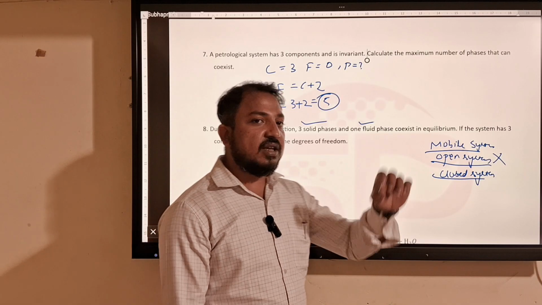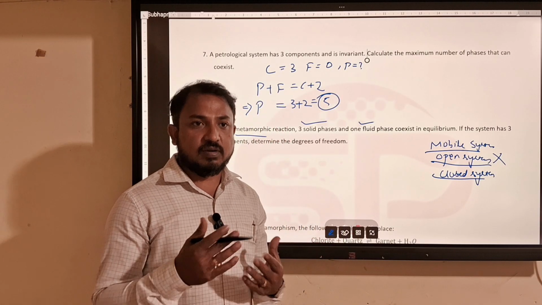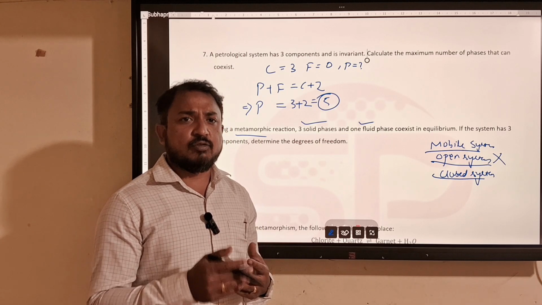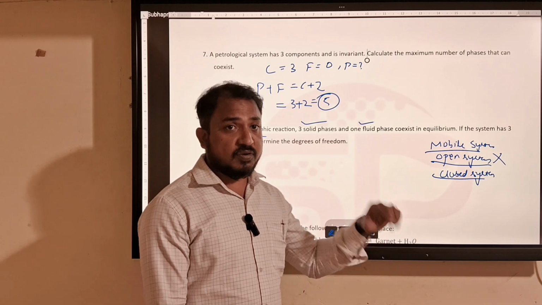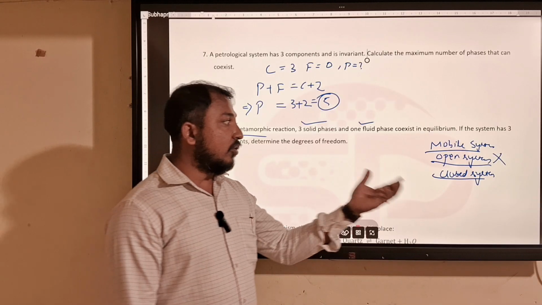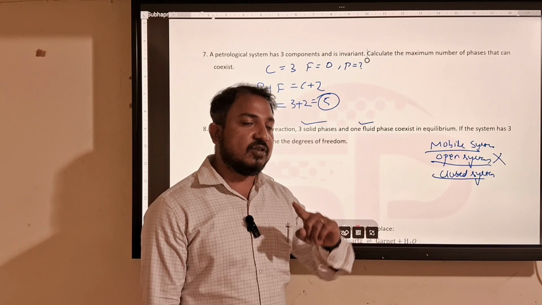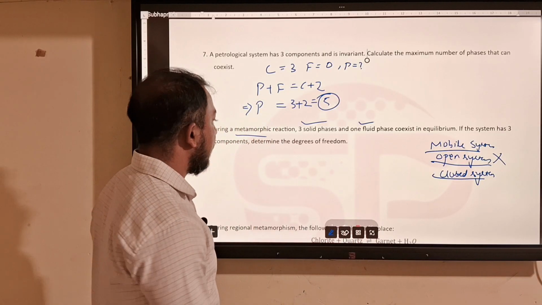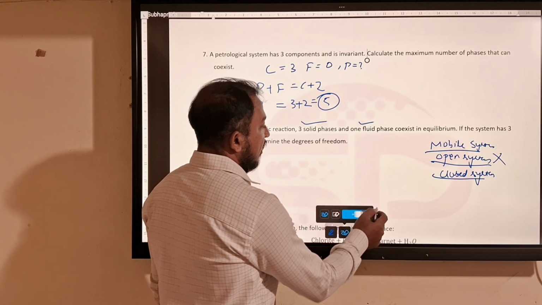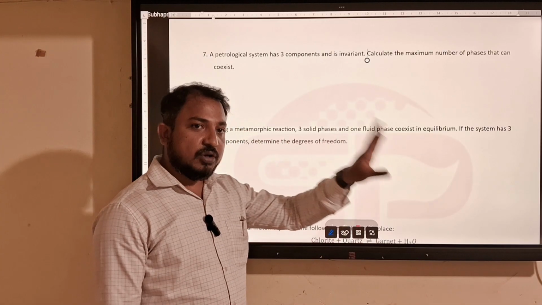Open system means any type of metamorphic reaction that is going on within a rock that has to be porous and permeable. That is called an open system, where the fluid phases are in a mobile phase. So in that case, you will not consider them as a component, but in a closed system, you have to consider them as a component. But if neither system is given, you will take the fluid as a component and phase.